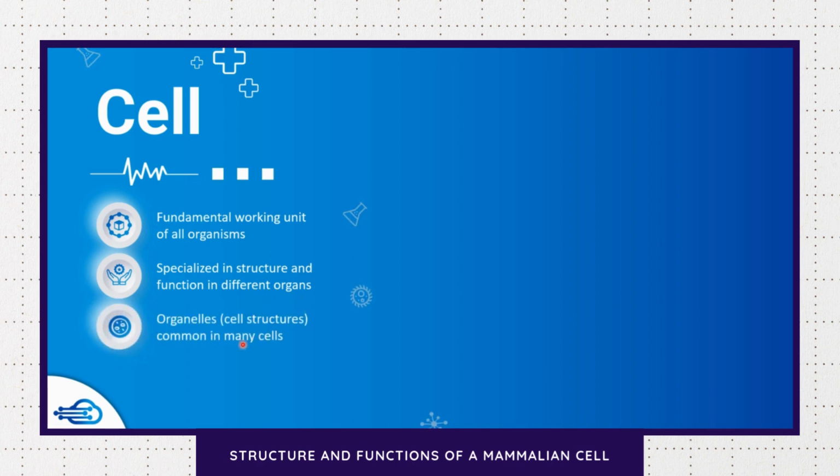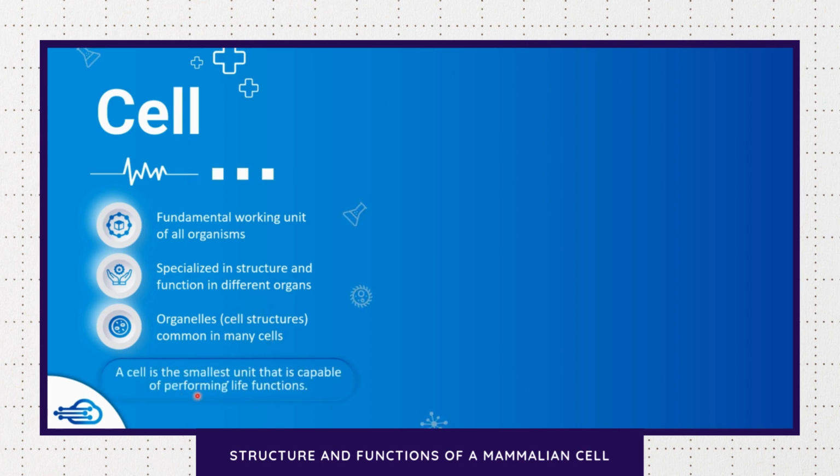That means that even though the organelles, the cell structures, are common in many cells, various cells are specialized in structure. That means there can be cuboidal cells, there can be elongated cells like a neuron, and the organelles which are present in the cell may also vary in concentration. For example, the cells which require very high energy may have very high concentration of mitochondria. So that way, these cells are specialized in structure and function in different organs.